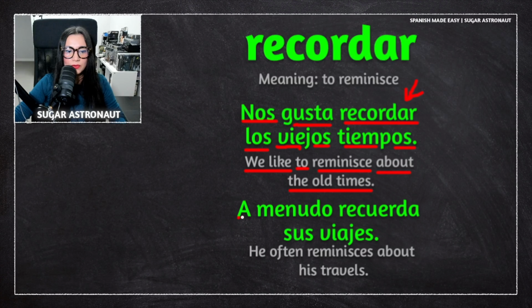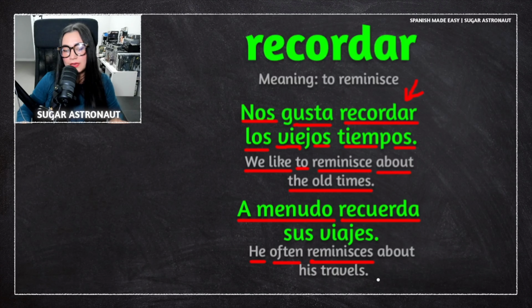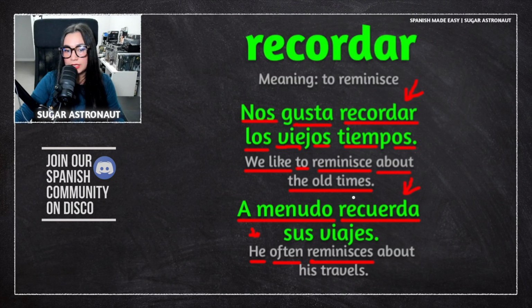A menudo. Let's break this down, by the way. A menudo means often. That's interesting. A menudo, you can also say seguido, okay? But a menudo is a common phrase that means often. Recuerda, él recuerda. He reminisces. You don't need to say él. You can say a menudo él recuerda, but you don't have to say él all the time. So just remember the conjugation of the verb recordar for he, okay? And it's in present tense in this situation.